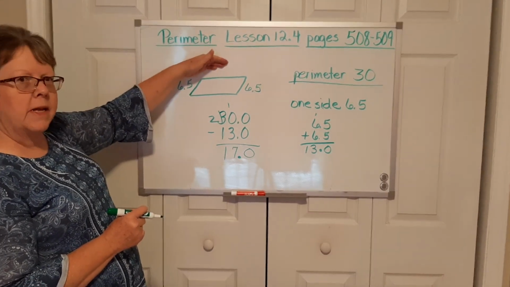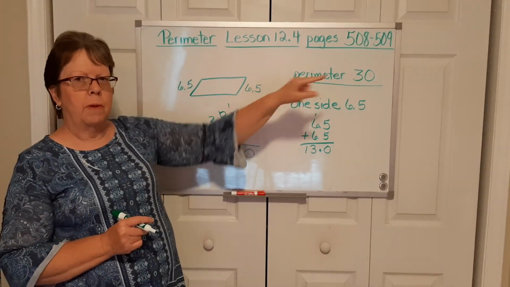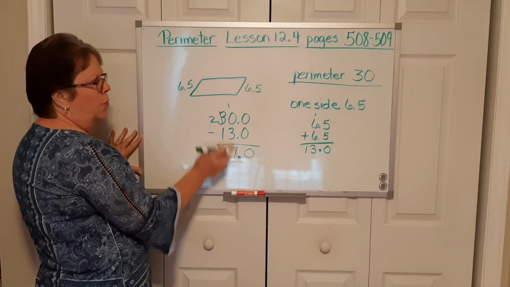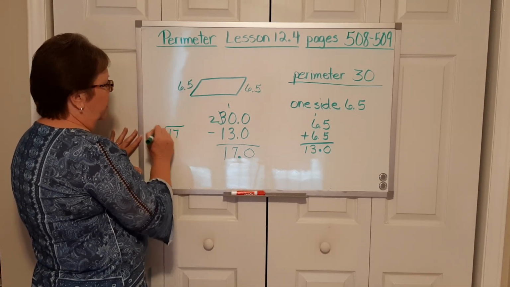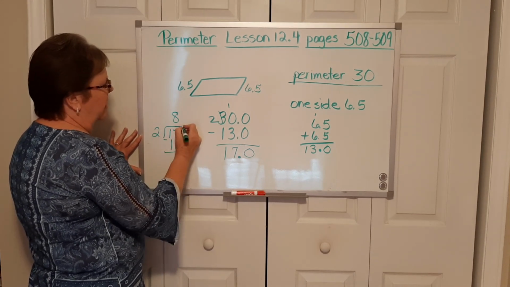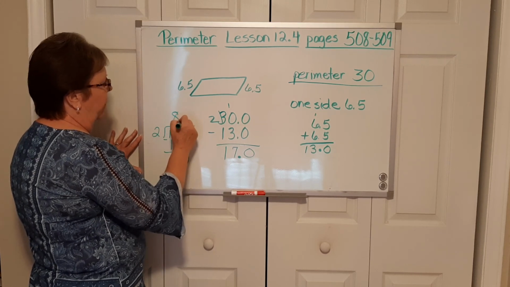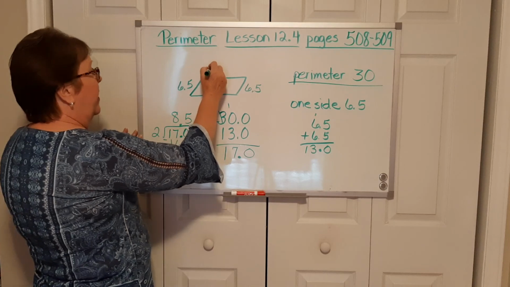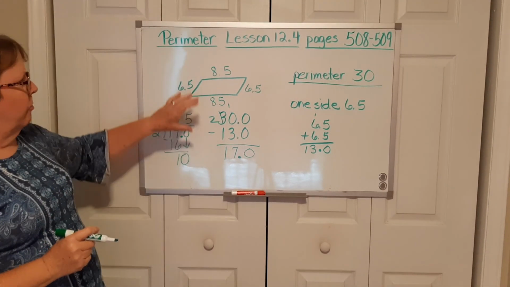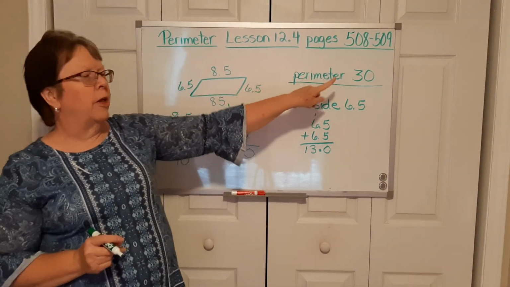Now, one side can't be 17, because if you put 17 here and 17 here, when you added it all up, it's going to be more than 30. So we're going to have to divide that into 2, because that's the length of two sides. So 17 divided by 2 didn't come out even, so let's add a decimal point and a 0 and bring it down. 2 goes into 10 5 times, so 8.5. So we found the dimensions, and if you added that up all the way around, you should get 30.